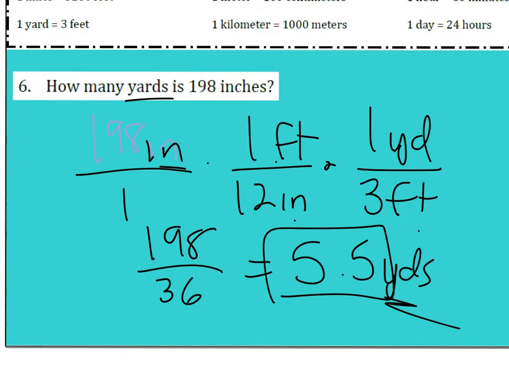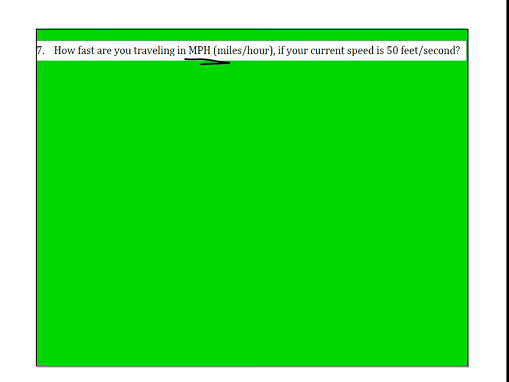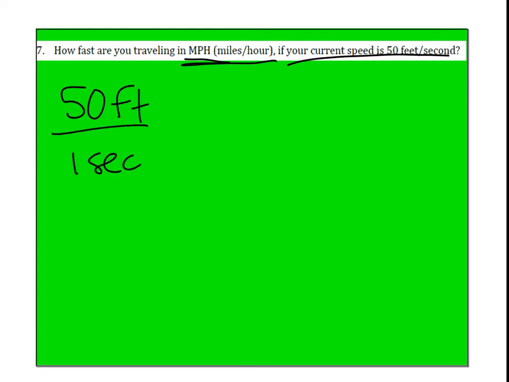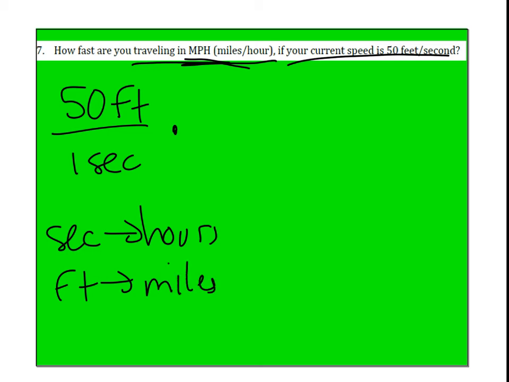It just helps everybody. All right, if you are traveling in miles per hour, what is your current speed in 50 feet per second? So you're going 50 feet in 1 second. I want to get to miles per hour. So this is where the setup that I had is pretty handy. If you're going from 50 feet, you got to do 2 things. You got to go from feet to miles, and you got to go from seconds to hours. Seconds to hours is going to take 2 conversions. Feet to miles only takes 1.